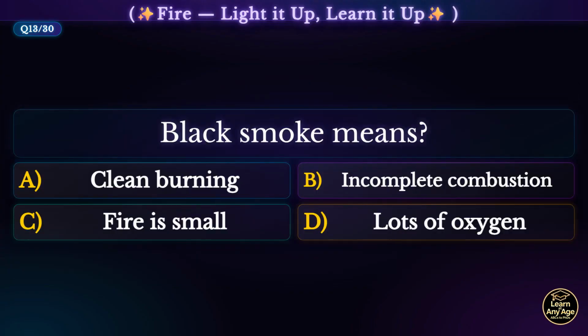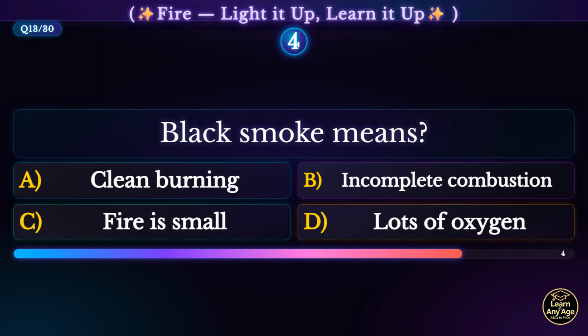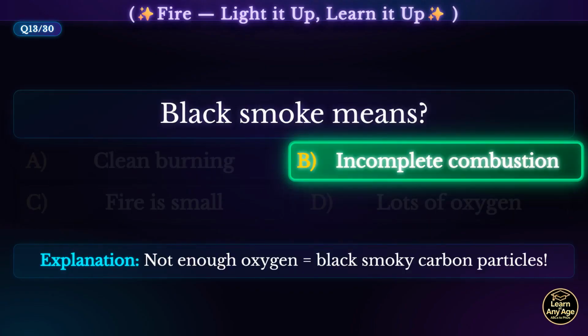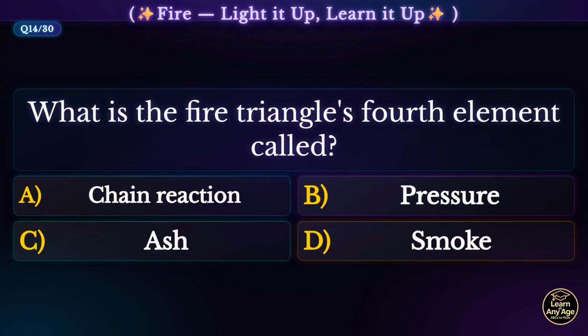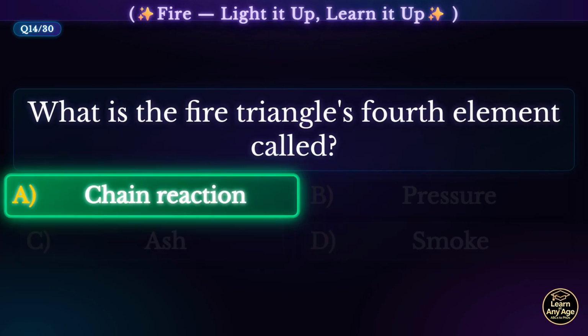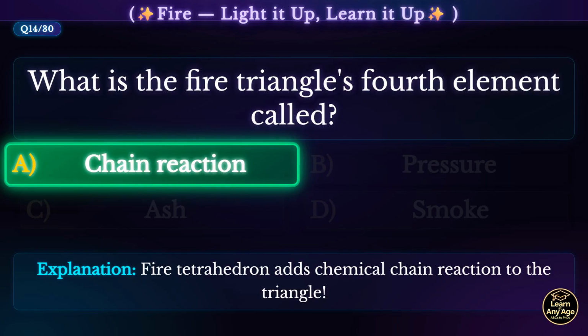Black smoke means? Incomplete combustion. Not enough oxygen equals black smoky carbon particles. What is the fire triangle's fourth element called? Chain reaction. Fire tetrahedron adds chemical chain reaction to the triangle.